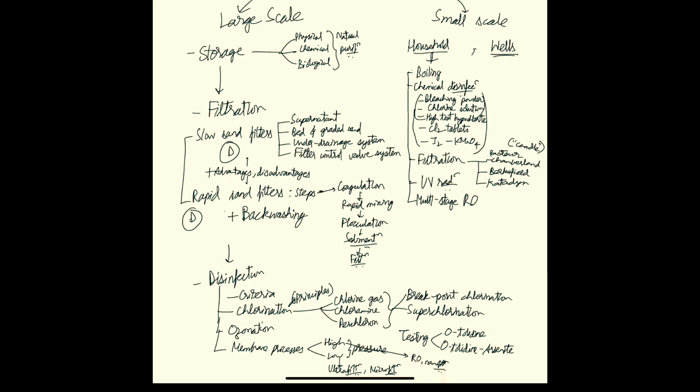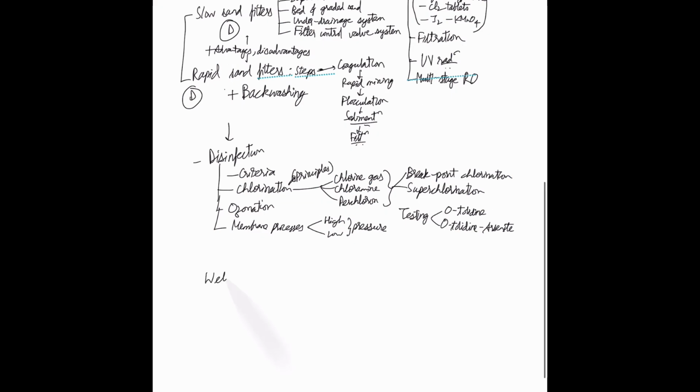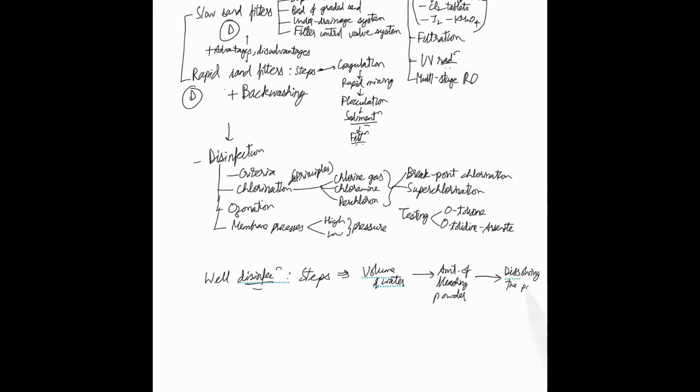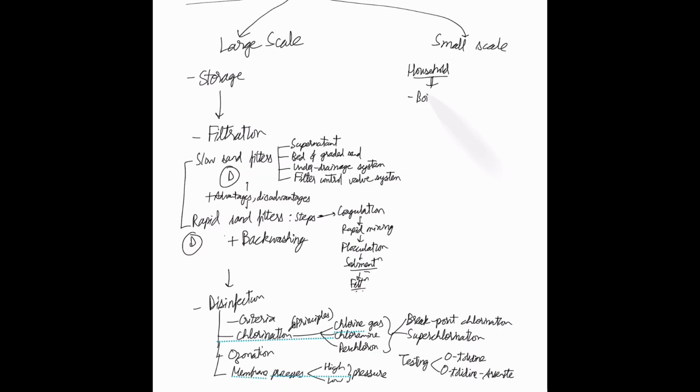Next, we talk about well disinfection, in which here also we have steps, in which we have to assess the volume of water required, the amount of bleaching powder required, the process of dissolving the powder in water, the delivery of chlorine solution into the well, the contact period required, and then finally, of course, the orthotolidine arsenite test. So that's the end of large scale purification.